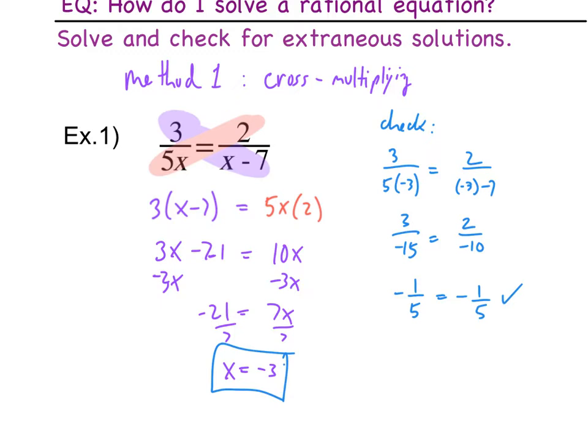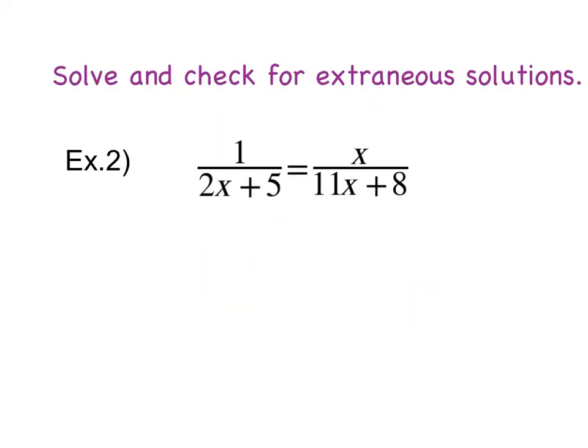Okay, so we'll go into the next example, which is set up the same way. It only works when there's one ratio or one fraction on each side, one term on each side. So I'm going to go ahead and cross multiply here.